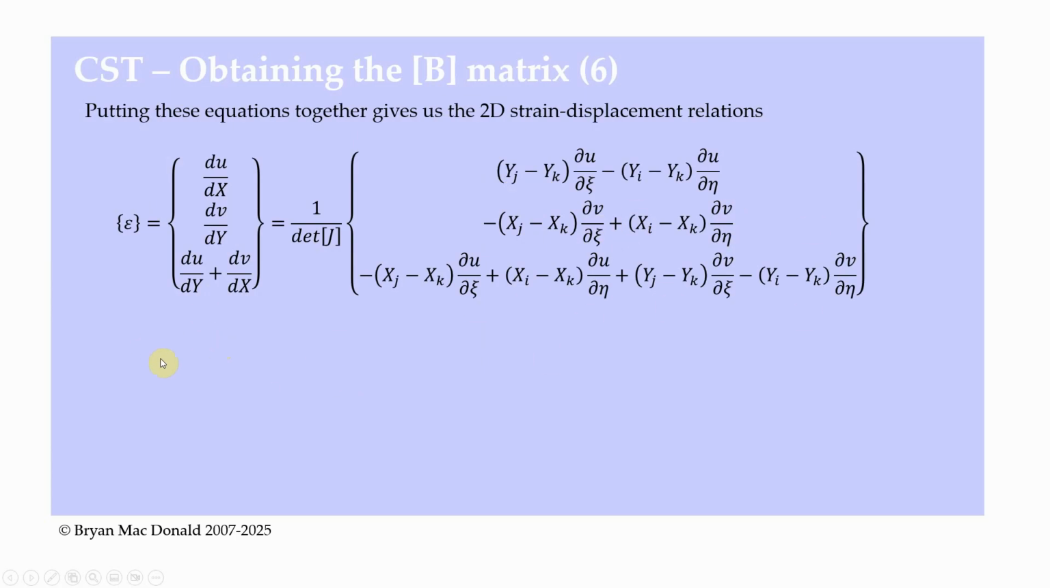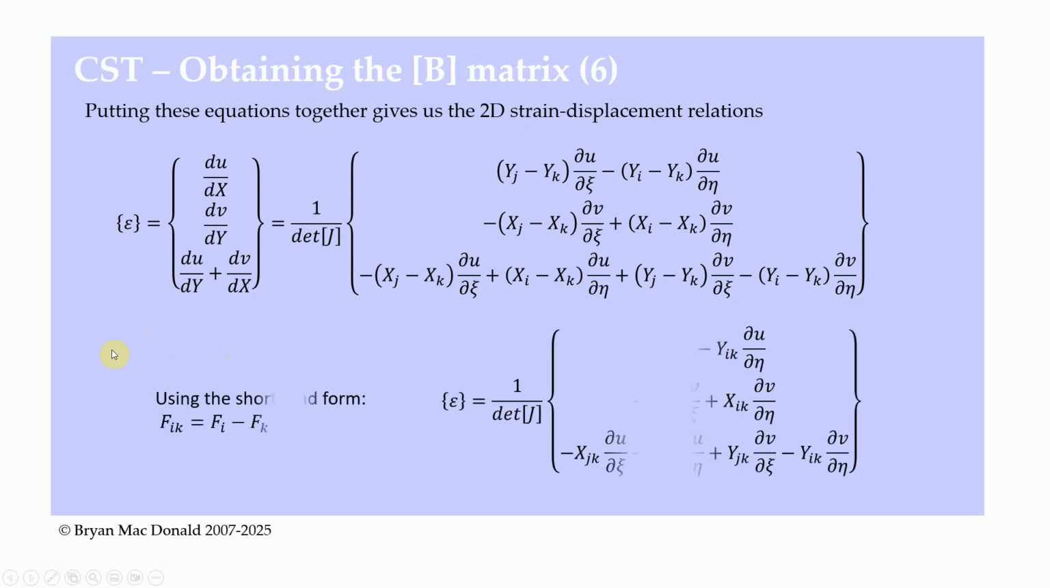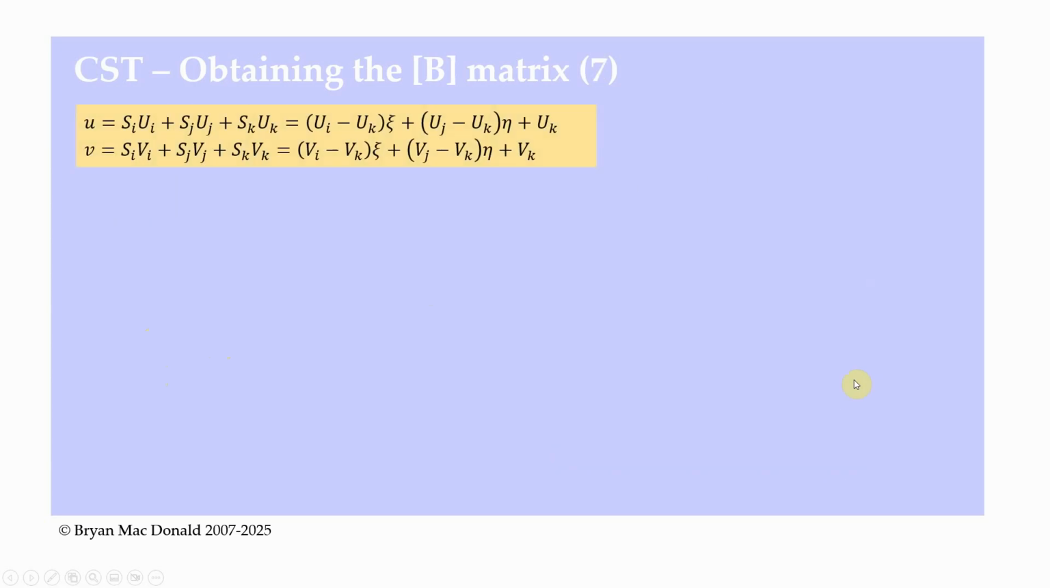So we're going to re-express this one in shorthand form because it's getting a little bit complicated. So let's just do that. And that's our shorthand form. Again, yj minus yk just becomes yjk. So that's our equation there. Now we have to deal with these du/d eta and du/d neta. We're going to deal with them in the same way that we dealt with the dx/d eta and dy/d eta and so on. So now we have our displacement interpolation. We have u equal to si ui plus sj uj plus sk uk. If we put in the shape functions, eta and neta, 1 minus eta minus neta, we get this.